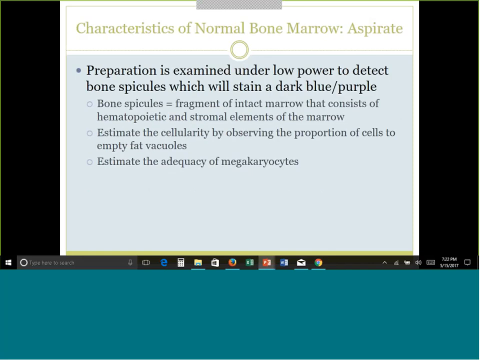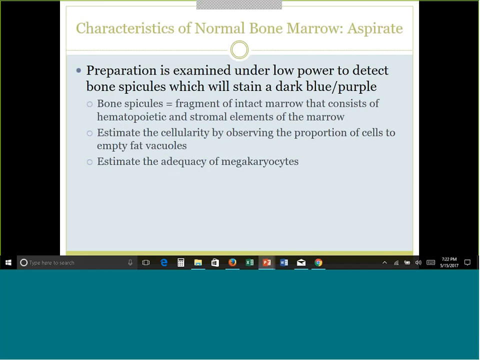So for the aspirate, an aspirate would be looked at first under low power, like a 10x, and you will look at the bone spicules that might be in it, which are little intact marrow segments. We're going to look at the overall cellularity. So again, cells to empty fat vacuoles, there should be a nice ratio there. You can also quickly screen the megakaryocytes.